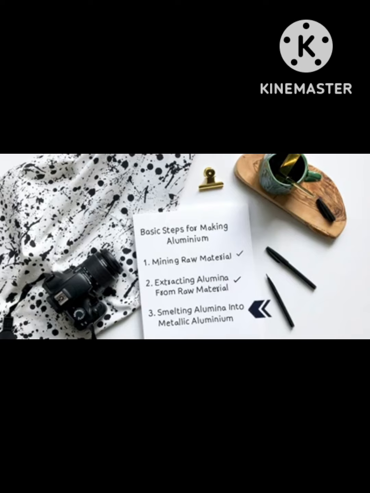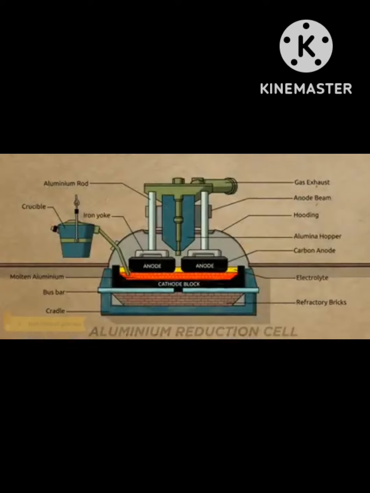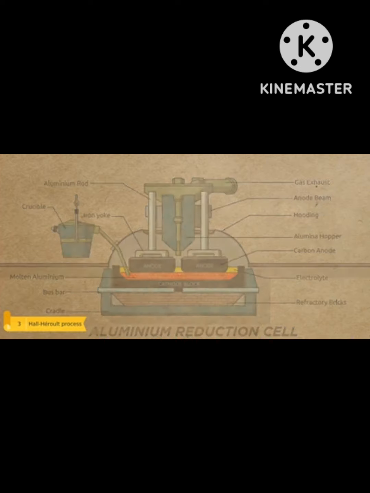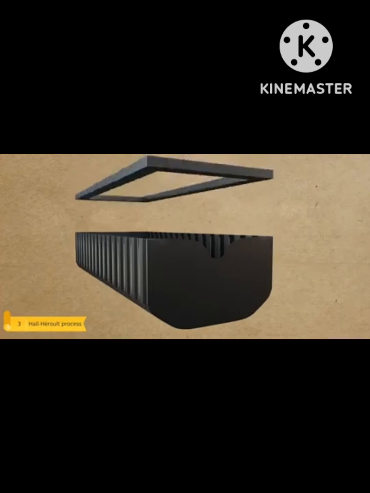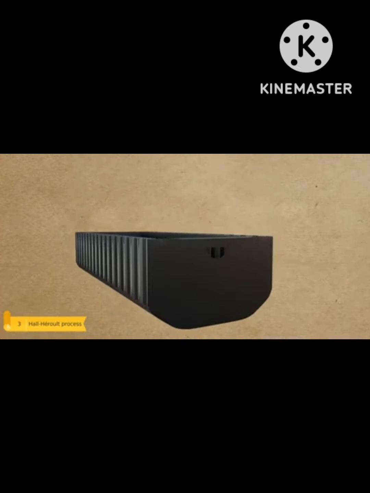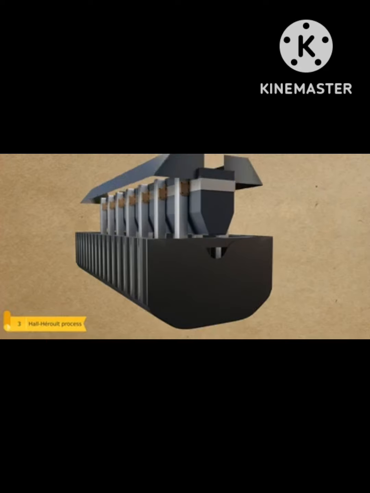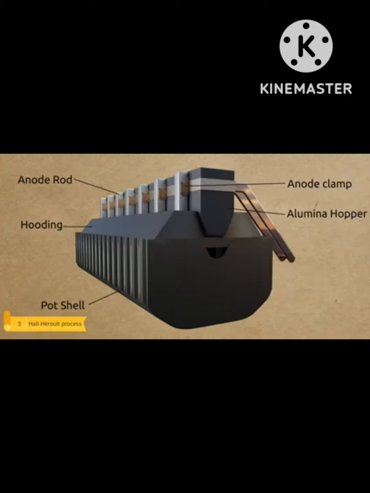Now step 3. Smelting alumina into metallic aluminium. Aluminum smelting requires a large amount of electricity and it takes place in a steel vat called a reduction pot. The bottom of the pot is lined with carbon, which acts as one electrode, usually the cathode. The opposite electrode, which is the anode, consists of a set of carbon rods suspended over the pot and an alumina feeder which releases alumina periodically into the pot.